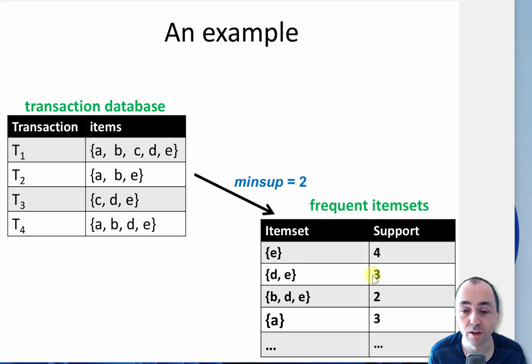D and E appear 3 times. D and E, D and E, D and E. So also a frequent item set. So this is a very popular problem. There are many algorithms to solve this problem. So given a database, we set some parameter and we want to find the frequent patterns in this data, the frequent item sets.